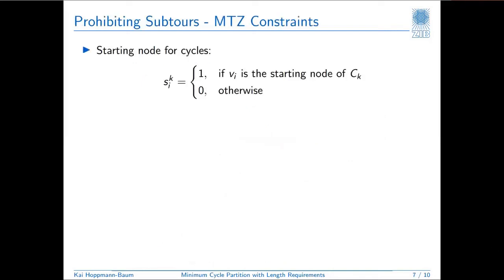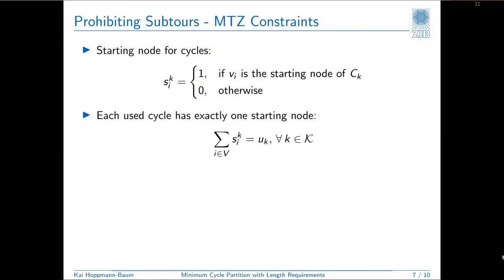Similar to TSP, what can still happen in the corresponding solution, if we only use the constraints that we introduced so far, is that we have subtours in a cycle c_k. To avoid this, we adapted the Miller-Tucker-Zemlin constraints from TSP. For each cycle, we choose a starting node, indicated by the binary variable s_ik. And we say that for each cycle that is used, so if u_k is equal to 1, there has to be a starting node for this cycle.